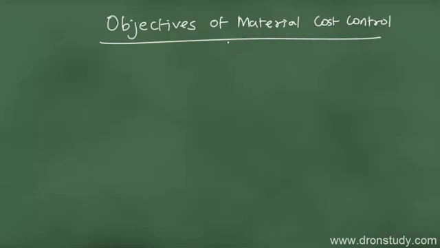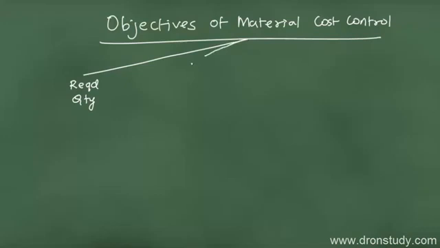Now we know that material cost is one of the major or significant portion of total cost of any product. So it becomes necessary to control the material cost. Now what are the objectives of controlling the material cost? That's what we are going to understand. See, if you control the material cost, you can purchase the required quantity of material, neither inferior nor highly superior quality. So this is possible if you control your material cost.